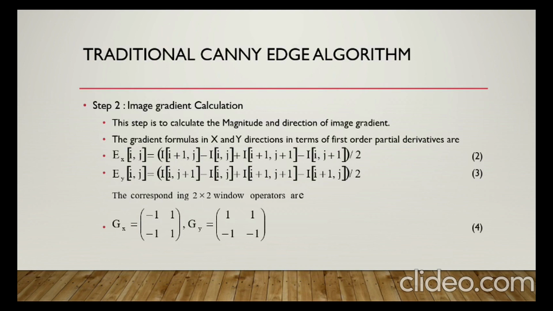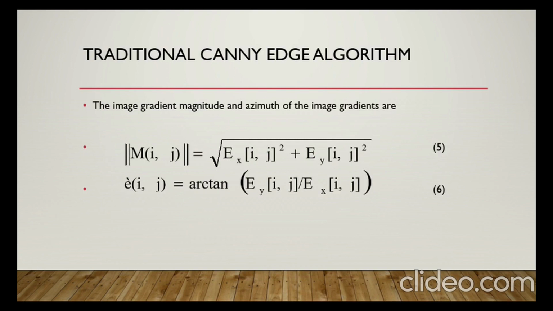By using this 2x2 neighboring area, we have some disadvantages. Those are discussed in further slides. So by using these equations, we find the gradient magnitude and the orientation of the image gradient. Those equations are equation 5 and equation 6.